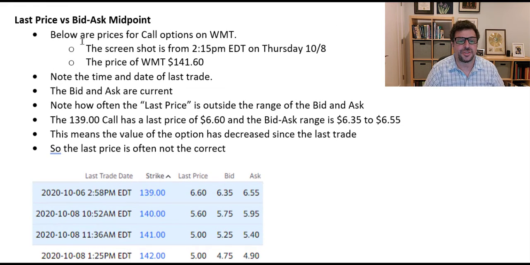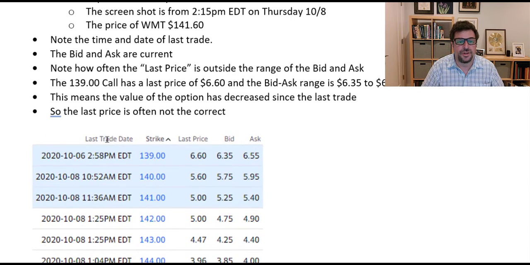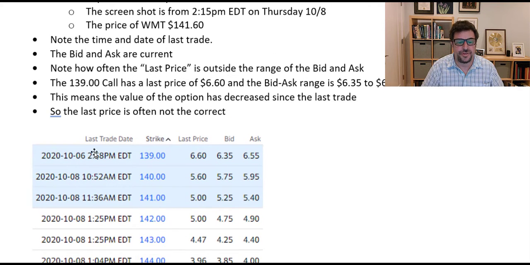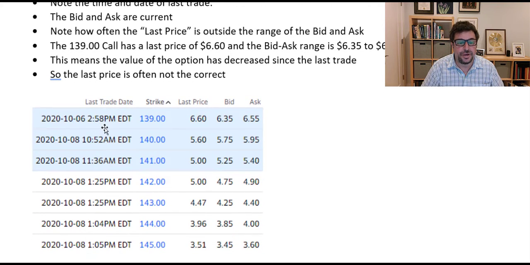Let's just talk about the last price versus the bid-ask midpoint. And here's an example. What I have here is prices for call options on Walmart. And this screenshot was from 2:15 on October 8th. And the price of Walmart was $141.60 at the time. And note the time and the date of the last trade shown in the table.